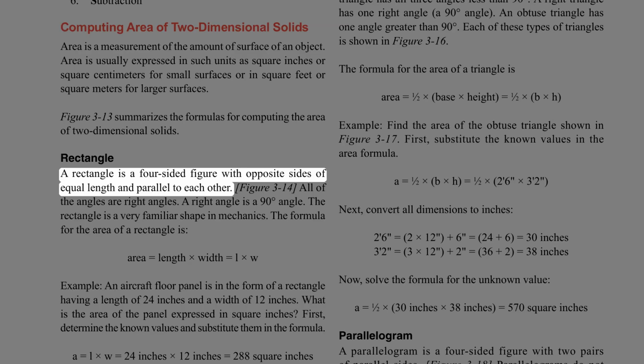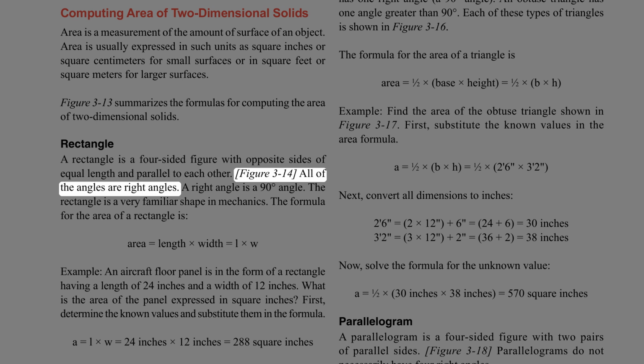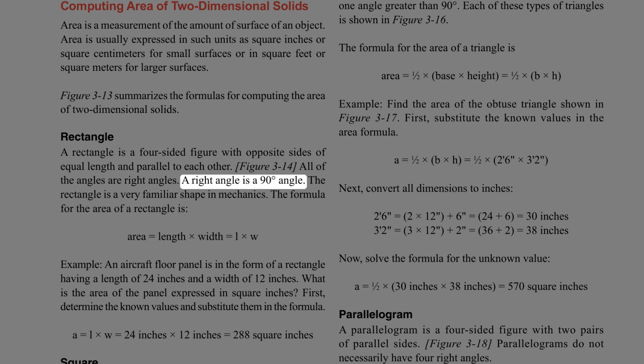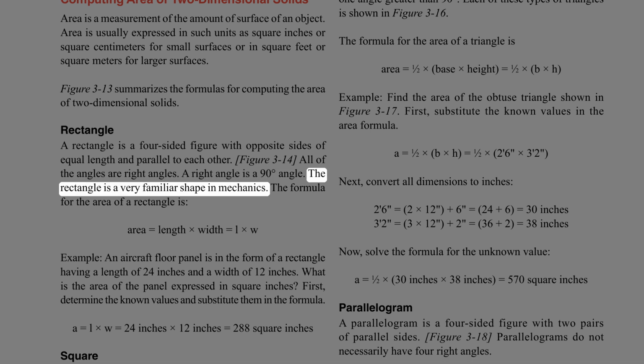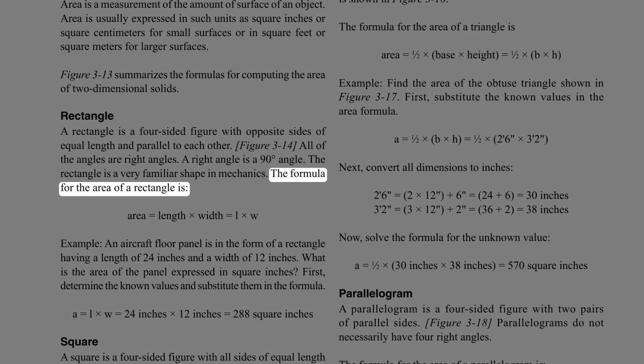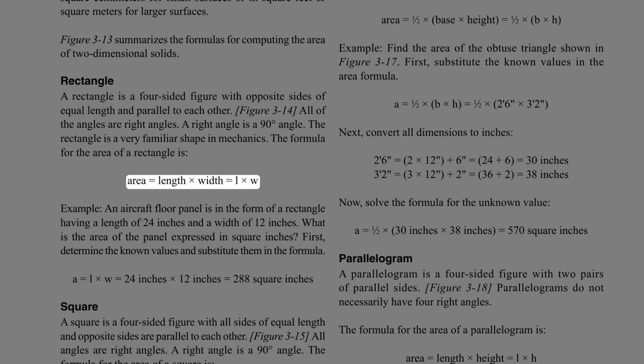Rectangle. A rectangle is a four-sided figure with opposite sides of equal length and parallel to each other. Figure 3-14, all of the angles are right angles. A right angle is a 90 degree angle. The rectangle is a very familiar shape in mechanics. The formula for the area of a rectangle is area equals length times width, equals L times W.